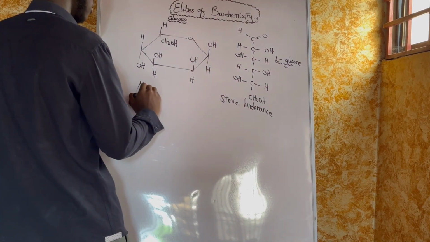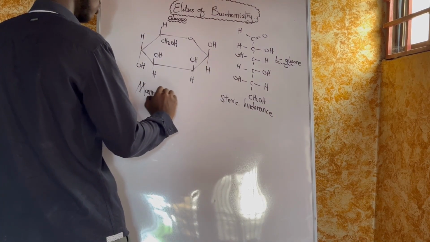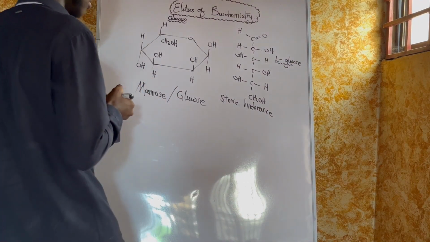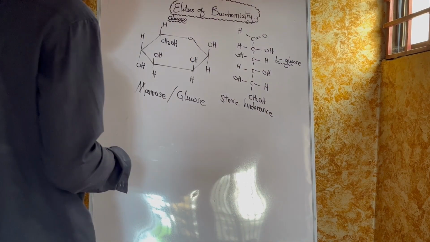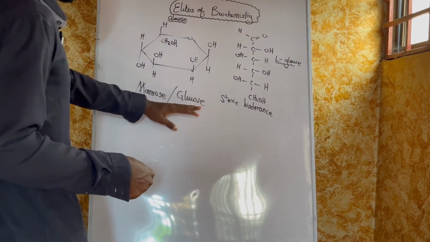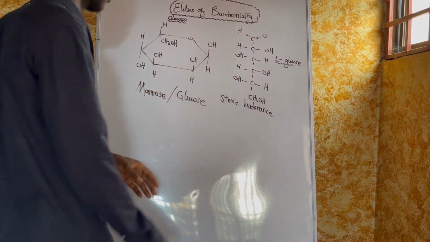Mannose and glucose are epimers. That's what I want you to know. They only differ in configuration at carbon 2. So let's say at first what we had was L-glucose, and here we have L-mannose.